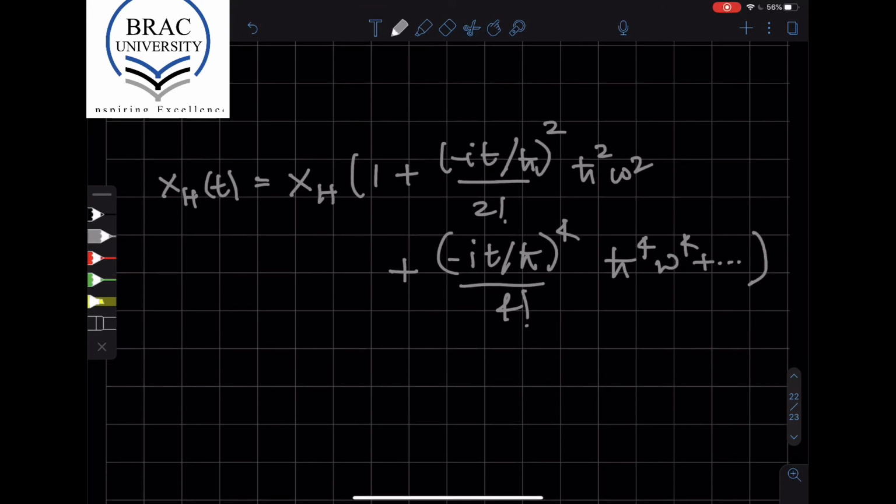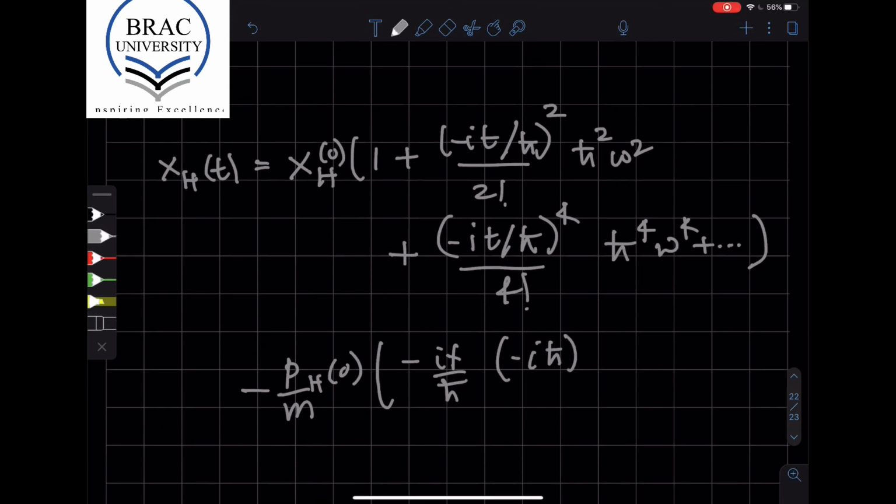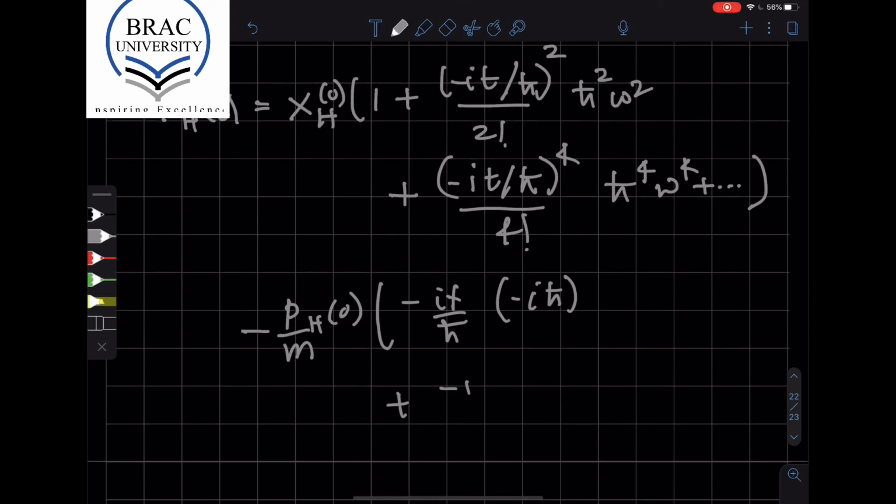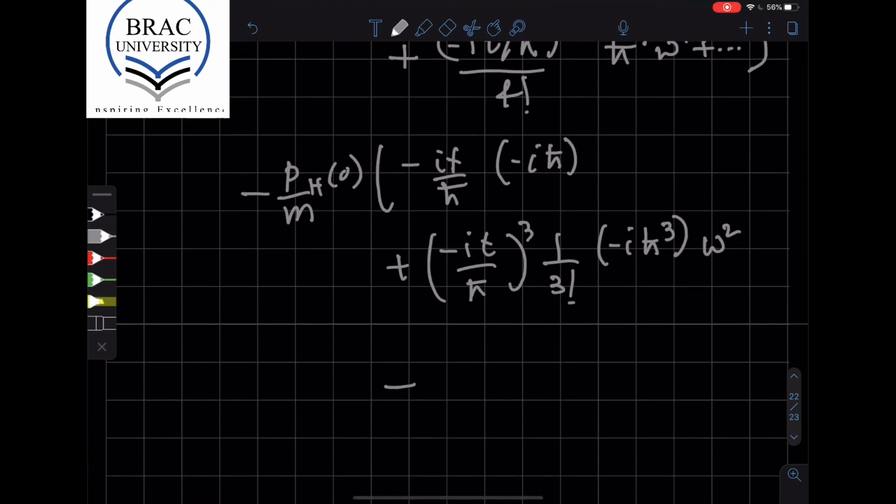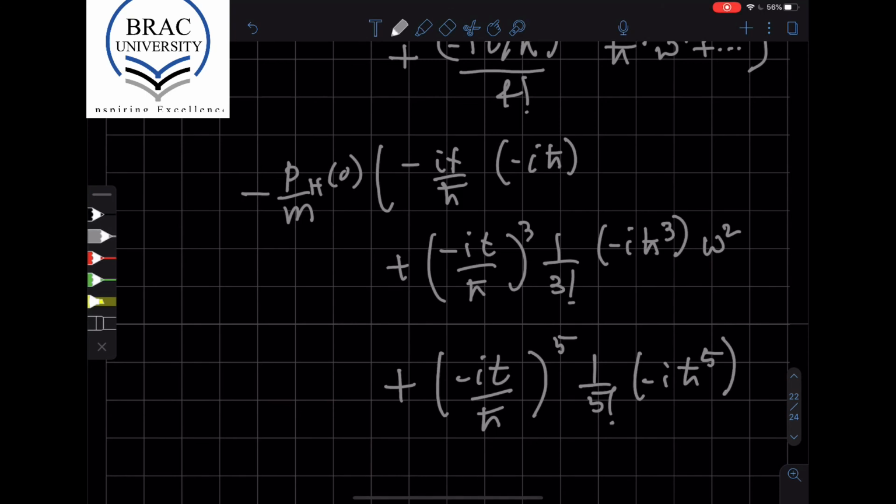So this is the even series. The odd series is the one which will have p, and we can factor out p over m, the Heisenberg operator at time 0. The odd series is going to start with i t over h bar times minus i h bar, and then we will have plus (minus i t over h bar) cubed times 1 over factorial of 3 times minus i h bar cubed omega squared, and then we will have plus (minus i t over h bar) to the power 5, 1 over factorial of 5, times minus i h bar to the power 5 omega to the power 4.